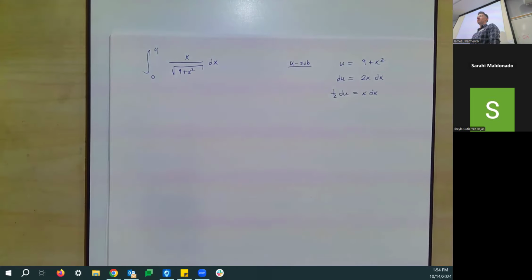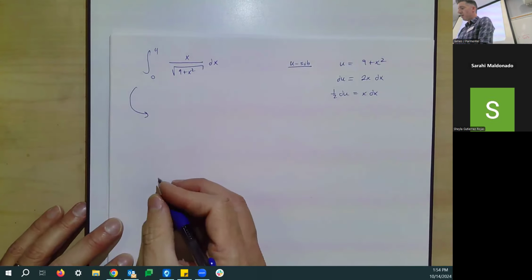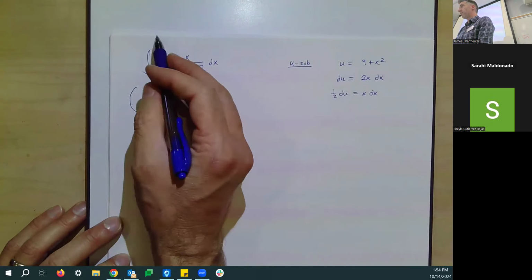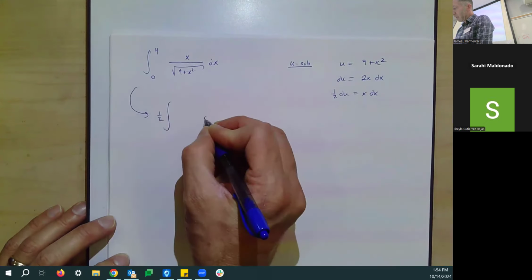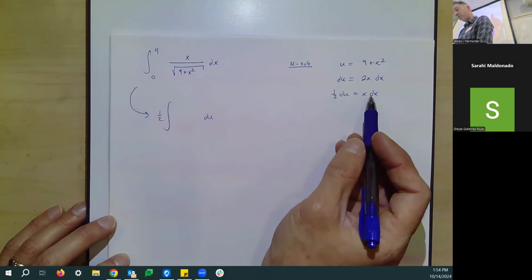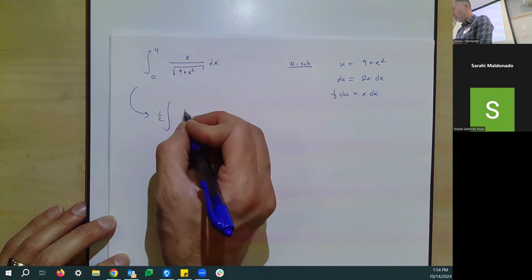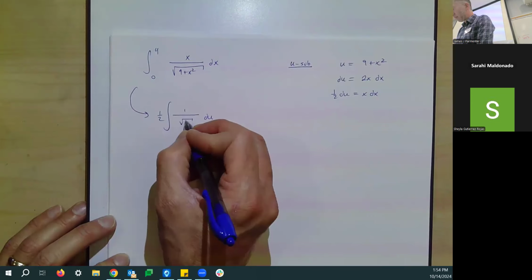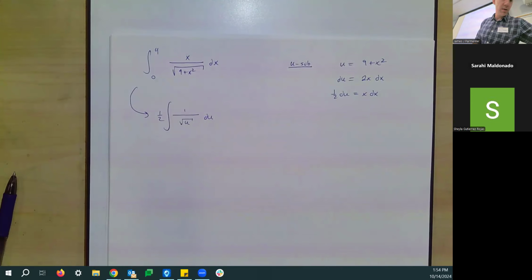So now I'm going to rewrite this in the language of u. And you have a couple choices here. So just not worrying about my limits of integration for a moment. x dx is getting replaced by 1/2 du. And then I'm left with a 1 over the square root of u. And you have options. I would say there are 2 reasonable options that I would say are good. There are other less good options that I don't recommend.